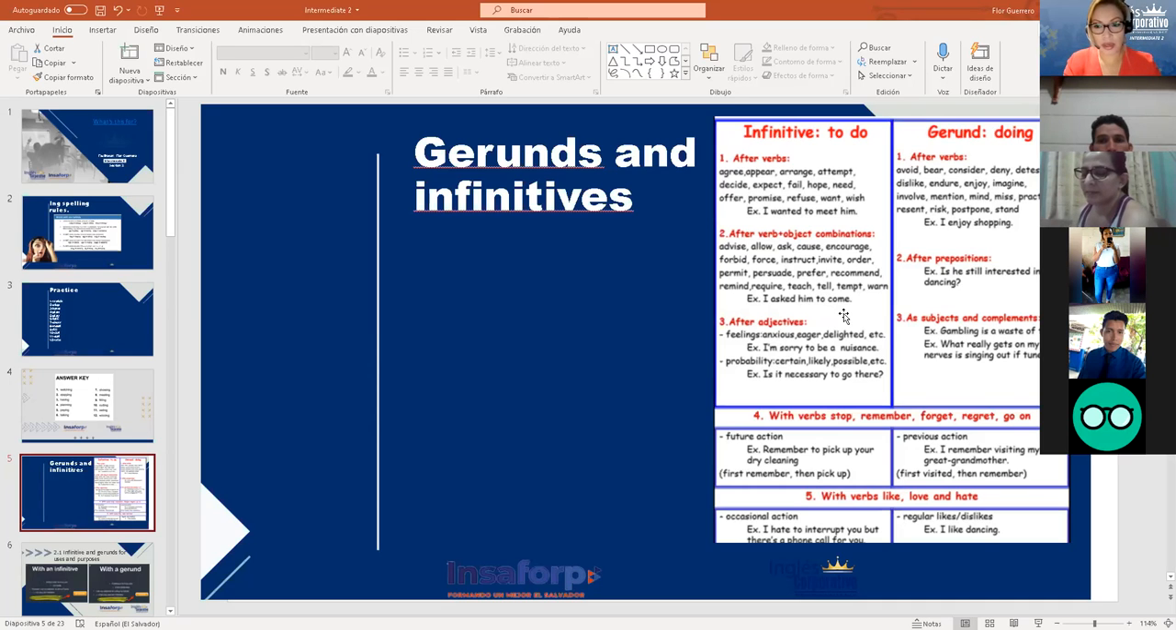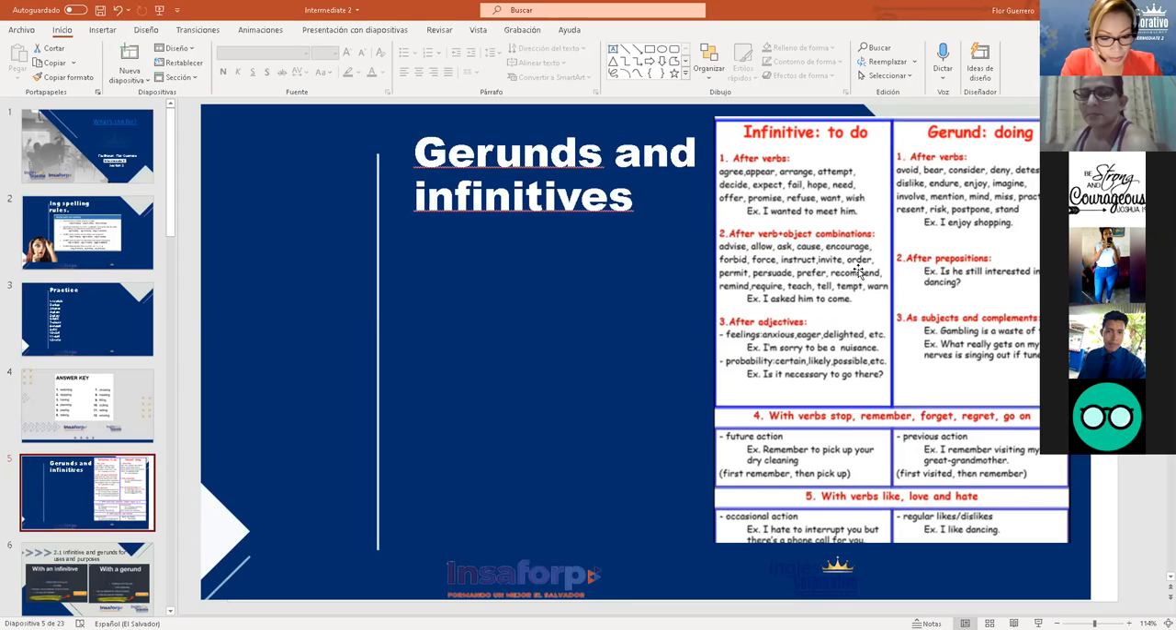So after all those verbs, we can use an object and an infinitive combination. Another example. I can say, I advise her to continue studying, right? Y ahí tengo los dos. O puedo decir, yo le aconsejé a ella que no fuera. I advise her not to go.